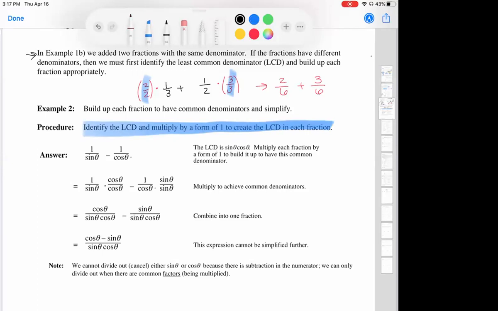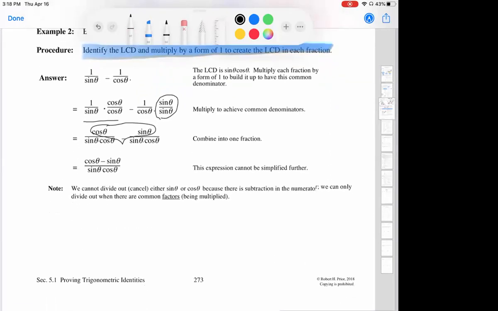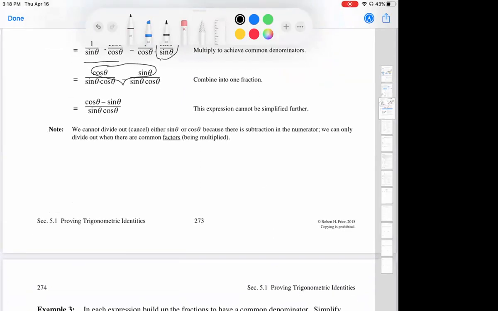So we're being asked to simplify 1 over sine theta minus 1 over cosine theta. We need to multiply by cosine theta on the top and bottom of our first term, and multiply by sine theta on the top and bottom of our second term. That way we get a common denominator of sine theta times cosine theta, and therefore I can subtract my numerators: cosine theta minus sine theta. Now we have this common denominator of sine theta times cosine theta. Note, we cannot divide out or cancel either sine theta or cosine theta because there is subtraction in the numerator. We can only divide out when there are common factors.